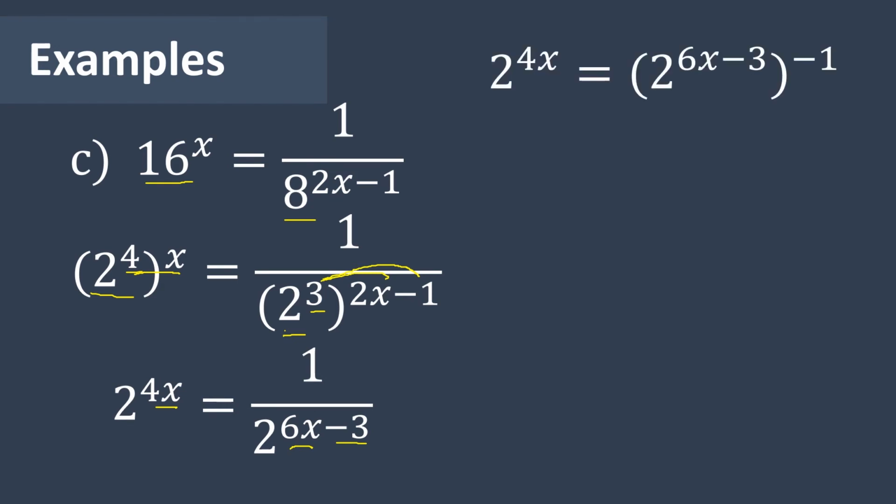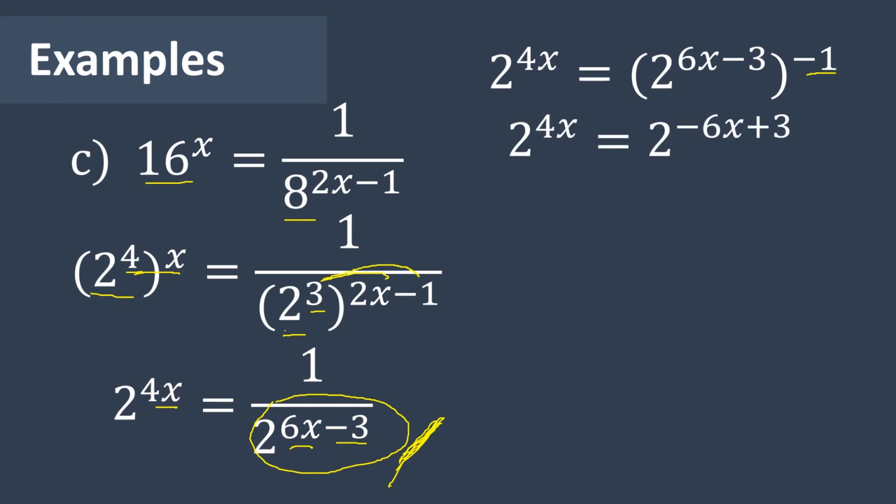Now, we can change the denominator. We can write this one as a numerator. When we write the denominator as a numerator, the whole exponent becomes negative 1. Okay? So 2 raised to 6x minus 3, quantity raised to negative 1, is just the same as our original fraction, 1 over 2 raised to 6x minus 3. So again, we just moved the denominator to the numerator and its exponent became negative 1.